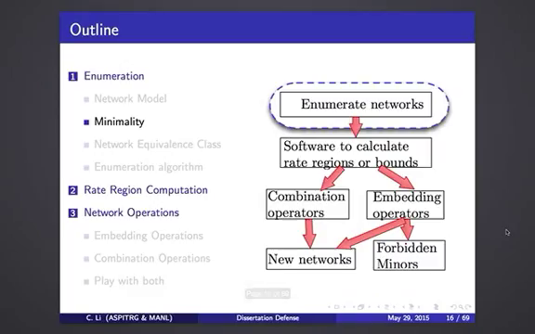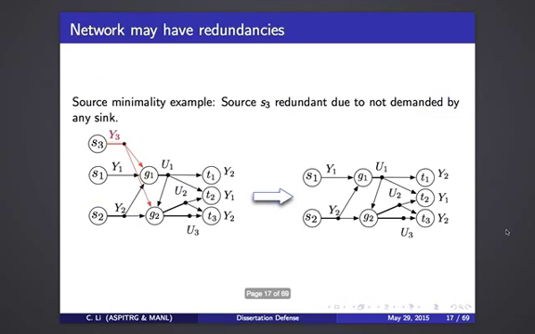Okay, now we have introduced the network model. For enumeration, we do not want to enumerate networks with redundancies, so we define a notion of minimality. As this example shows, though S3 is transmitting Y3 into the network, no sink is demanding it. So S3 is totally redundant and should be removed. And actually we defined 14 minimality constraints, but I'm not going to talk about them one by one. Instead, I will just show some examples.